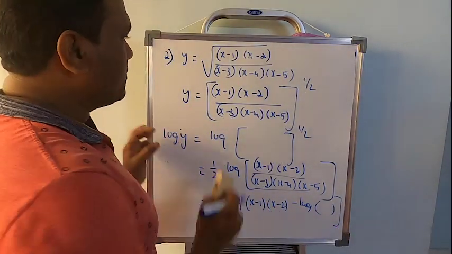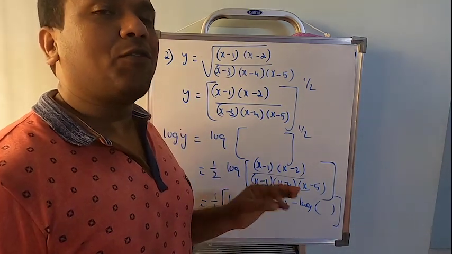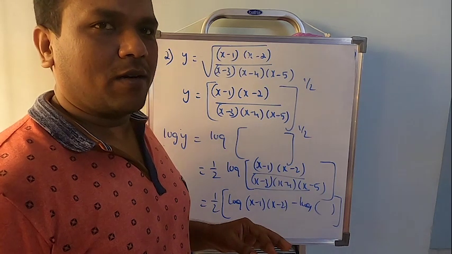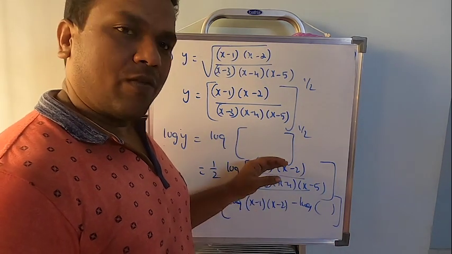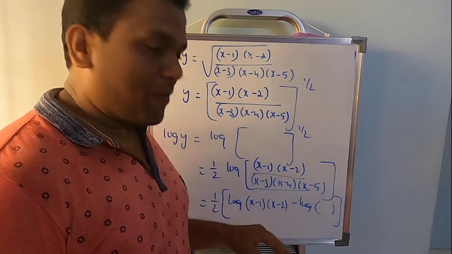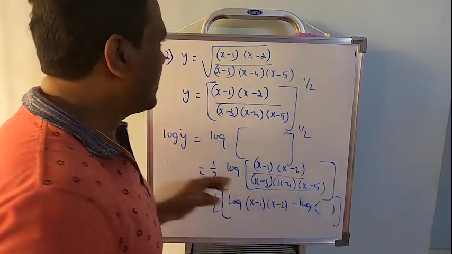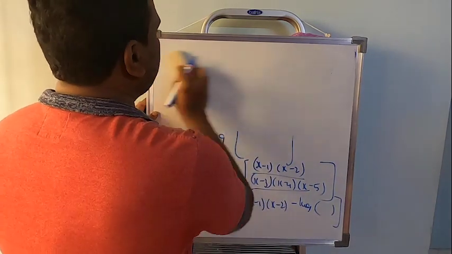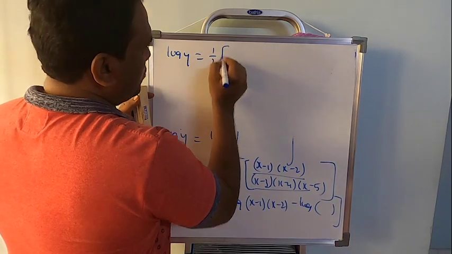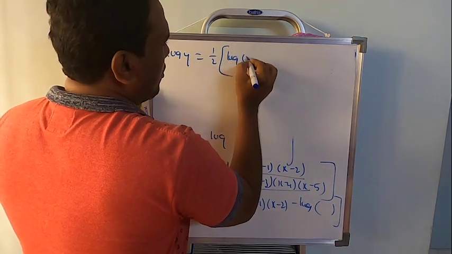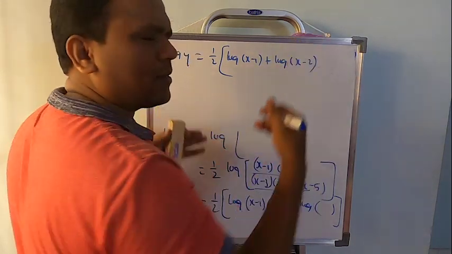Got it? Now see, in this problem all three formulas from the log rules I explained will be applied. First is log of x by y, we applied. Next we have applied log of x by y, and next we will apply log of xy. Look here, log of x minus 1 multiplied by x minus 2 can be written as log y is equal to, but half is common, so maintain the bracket, log of x minus 1 plus log of x minus 2.